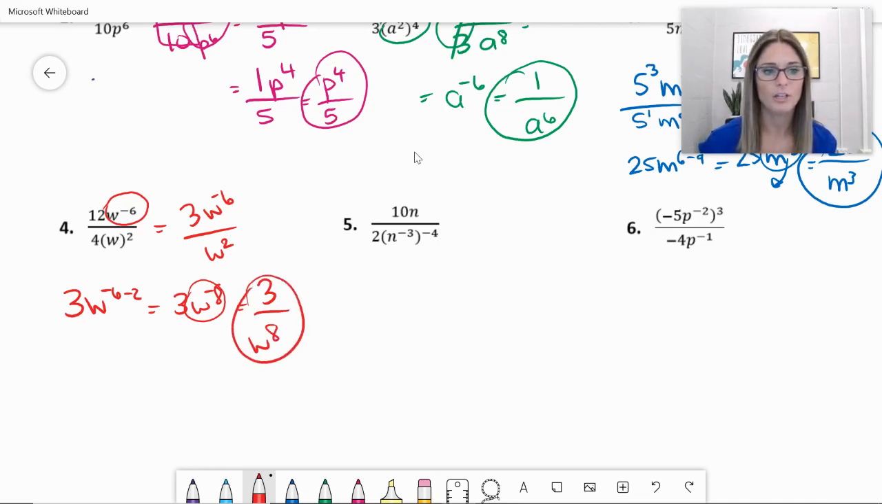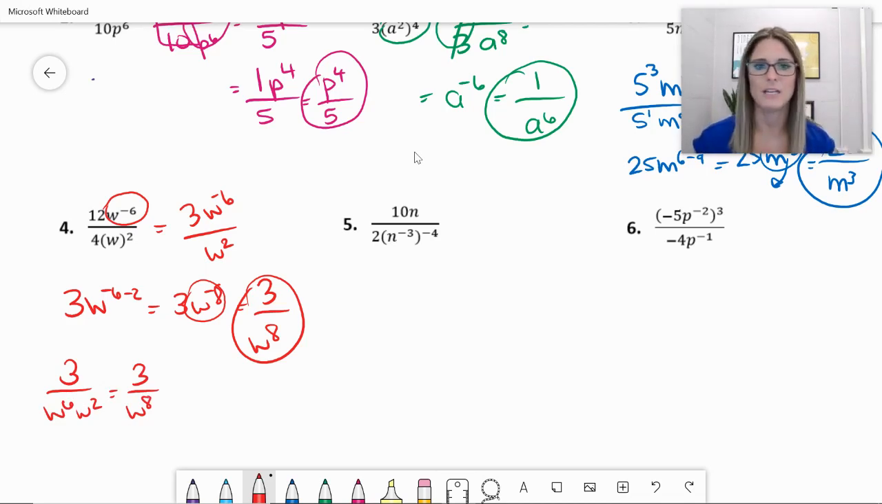The other thing you could have done is way up at the very beginning, moved the w to the 6 down because it was negative and kept it with the w squared in the denominator, and then used your product rule to add those two together to give you the 8 for the exponent. Either way, there's different pathways, different strategies we might take, but we should all end up with the same final answer.